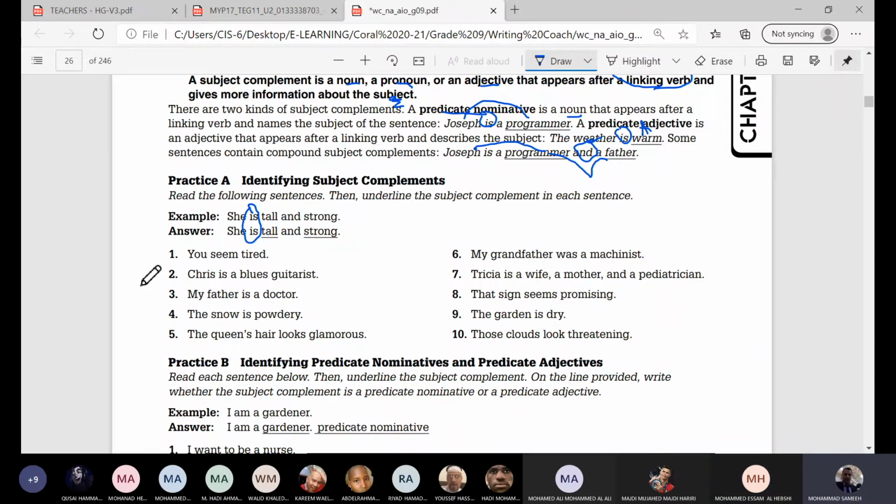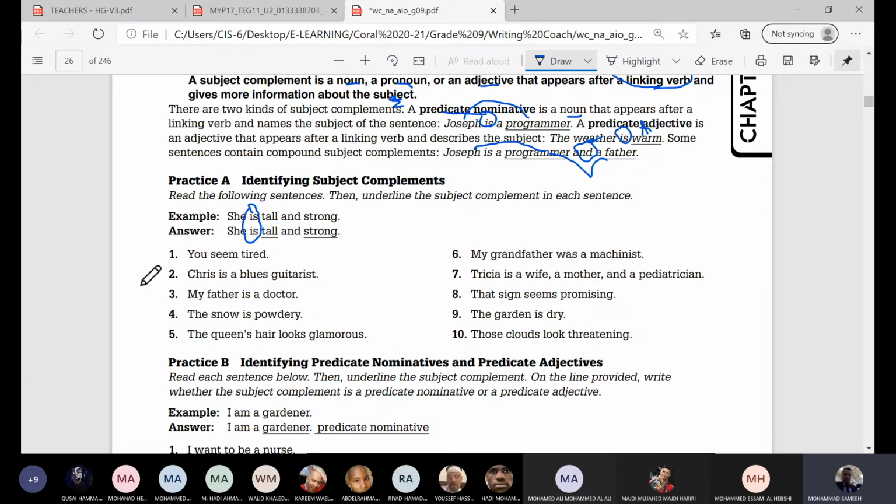Muhammad, just tell me what the subject complement is. Say the answer, ya Muhammad. Don't you know the answer? What? Seem is the verb, ya Muhammad. Seem is the verb, it's the linking verb.